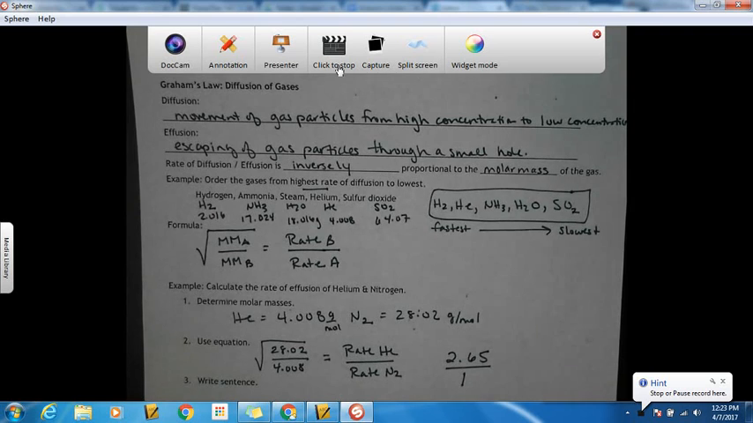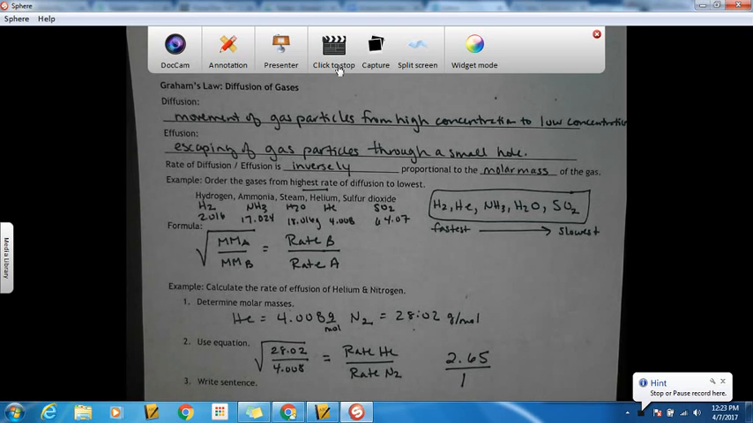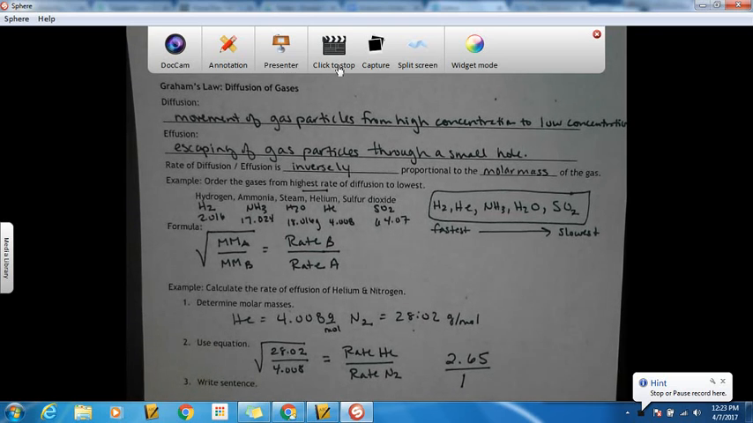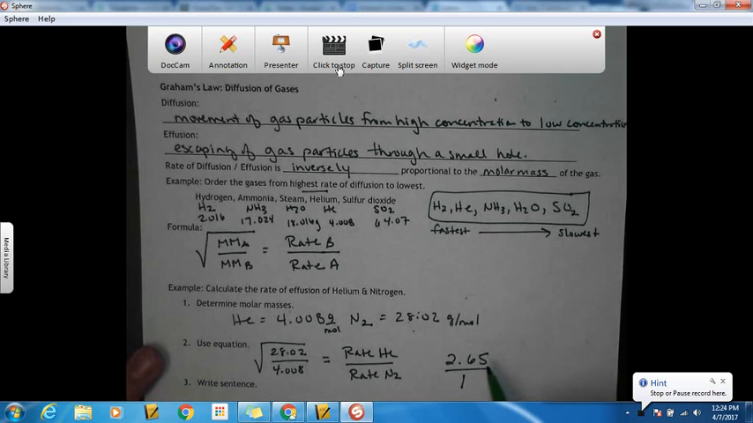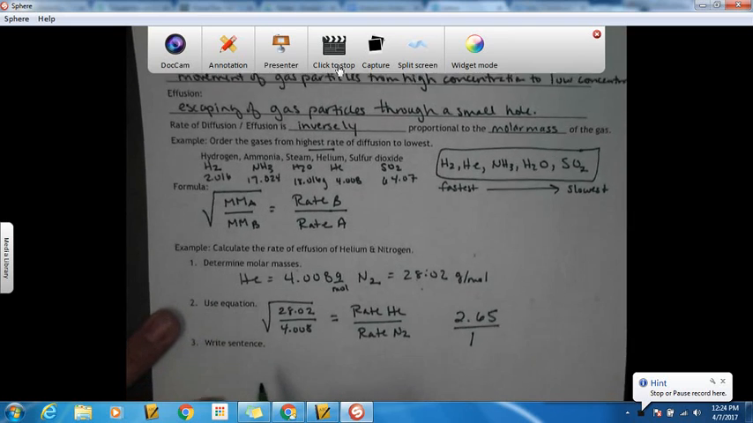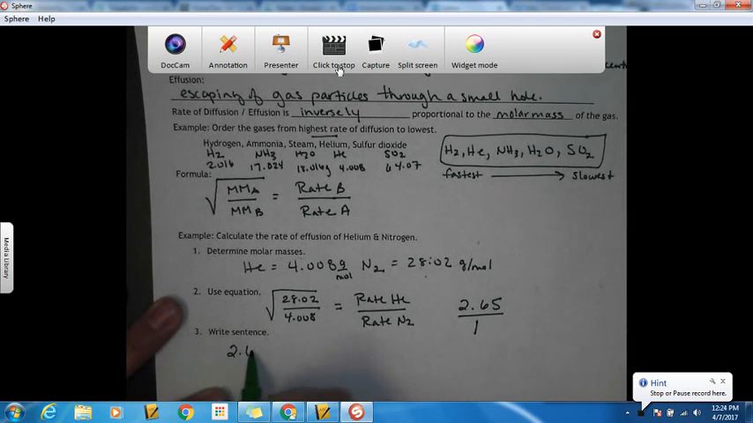So rates are generally in terms of a speed, right? And sometimes there will be milliliters per minute, or generally their volume per minute. It could be a number of particles per minute, depending on how they're measuring the speed of the gas. Right, so what this says is that helium is 2.65 times faster than nitrogen. And so that's how we would write the answer.